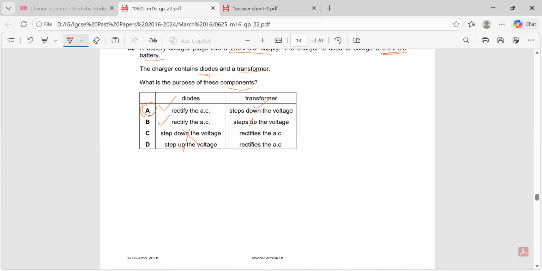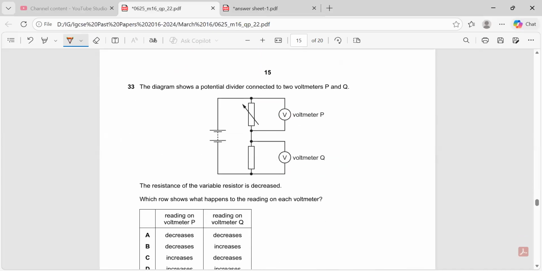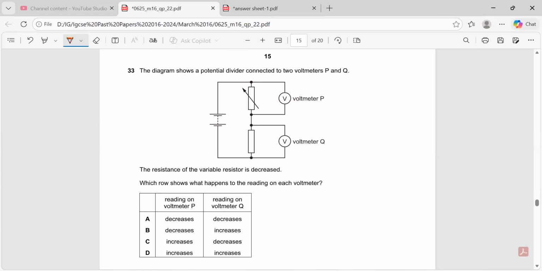Then, my dear friends, 33. Yeah, this is something important. Now, this is a series circuit or potential divider circuit. The diagram shows a potential divider connected to two voltmeters P and Q. The resistance of the variable resistor is decreased. So which row shows what happens to the readings?